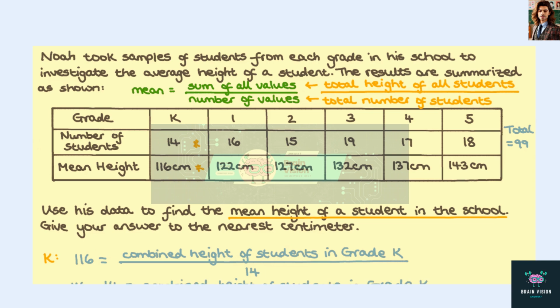We can then work out the combined height of all the students sampled from grade K by multiplying both sides of this equation by 14. This gives 1,624, and the units for this are centimetres.